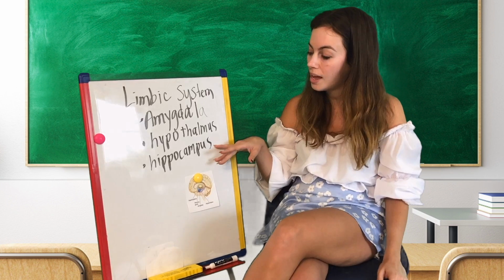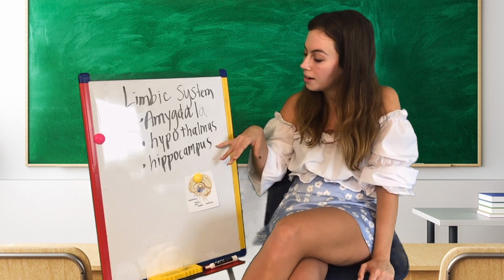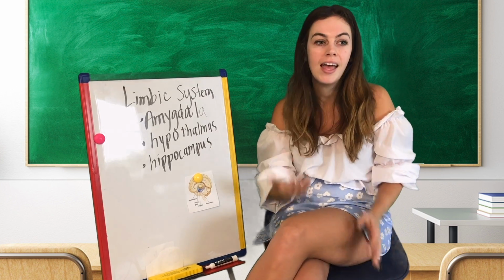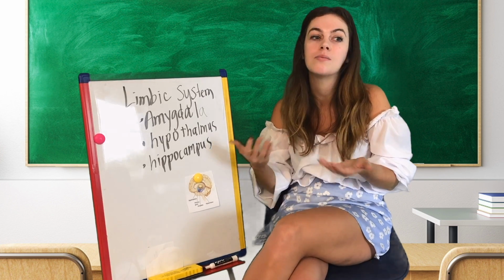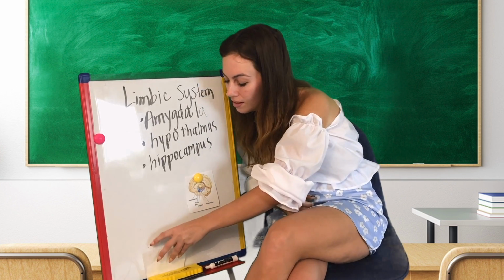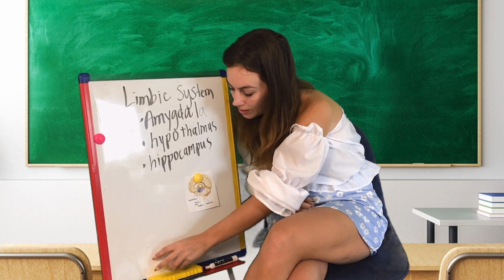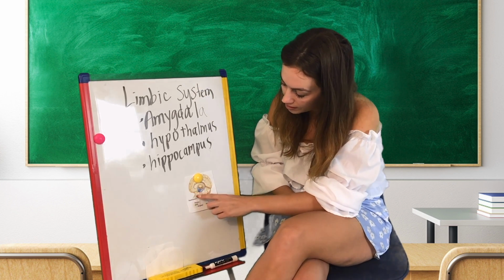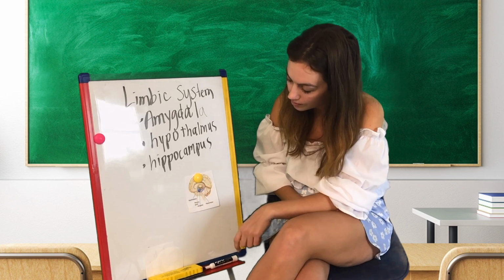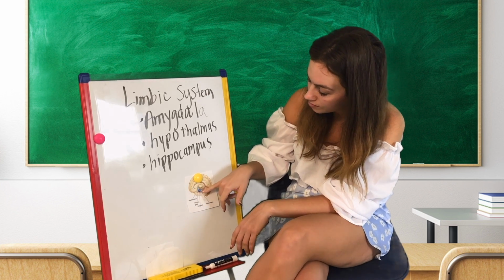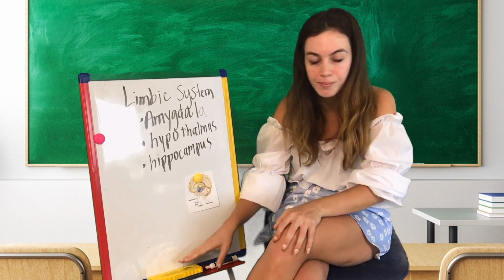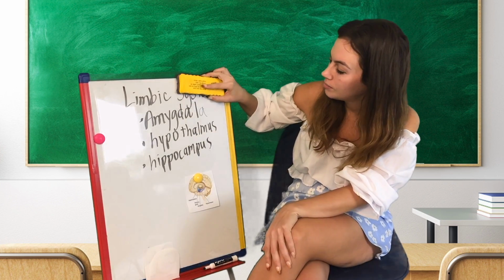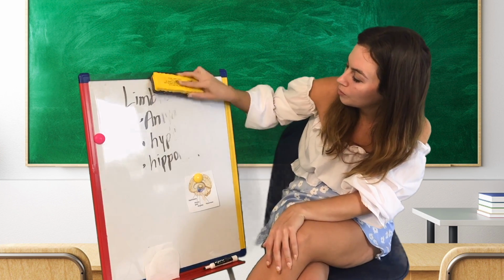And then last is the hippocampus. The hippocampus processes memories. You can see this picture here. Here it is. It kind of goes around, a little swirl. It kind of looks like an ear from this picture. So that's going to help you with your memories.